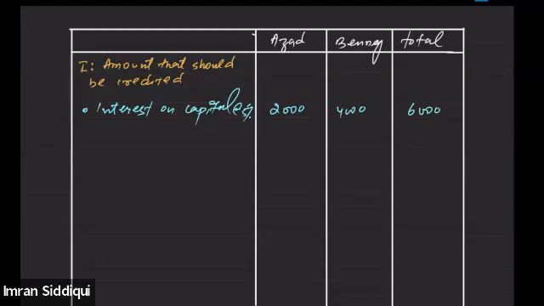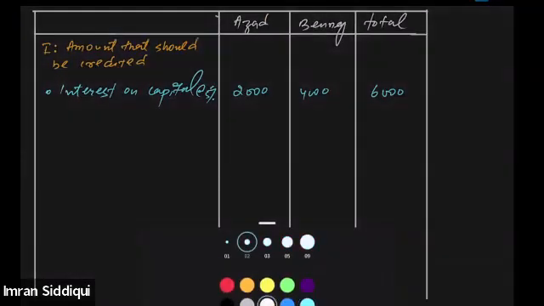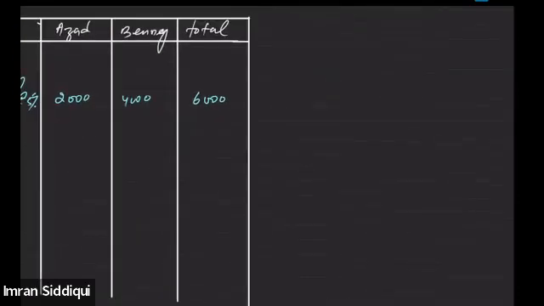But since we forgot to do the same, we must have distributed this entire 6,000 by way of profit, right? This amount must have been distributed along with the profit as well. And as we know that both the partners are equal partners, this 6,000 must have been distributed among the partners as profit.